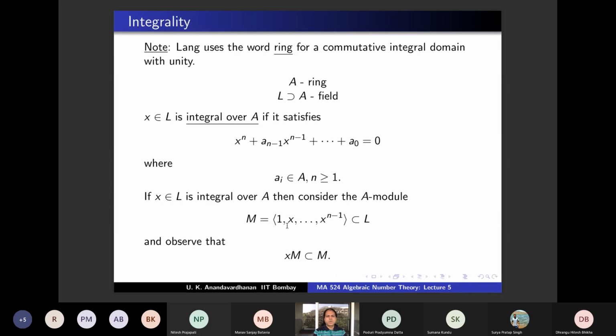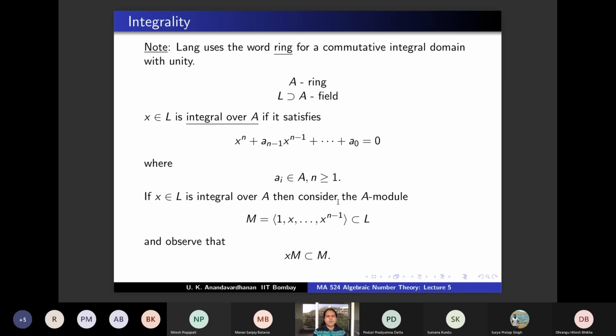That's clear, no? Because if you take anything here and multiply by x, so x times x is x squared, which is already there, and x times x power n minus 1 is x power n. But x power n is also here because x power n is minus of this, and that is there in this module. So x times any element of this module is already there in that module. So xM is contained in M. So what we have just observed is if x is integral over A, then there is a finitely generated non-zero module contained in L with this property that x takes that to itself.